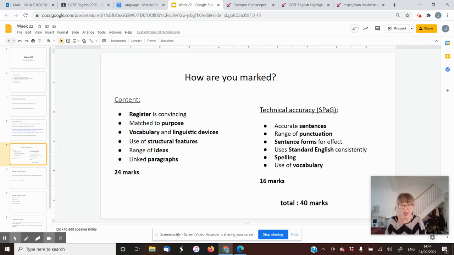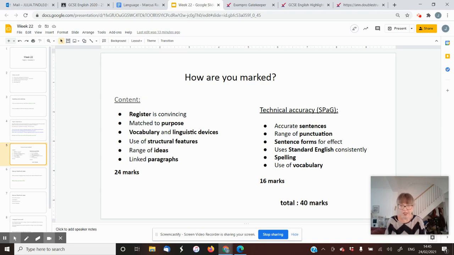You're marked on your range of ideas. So have you got a good, complex range of ideas? Are you using paragraphs, and are they linked? Those are all things that we're going to be discussing over the next few weeks. For that, you get 24 marks.